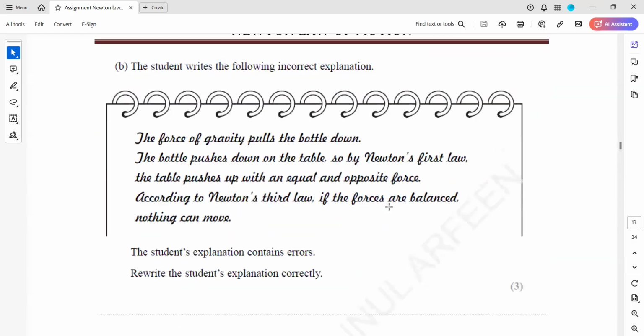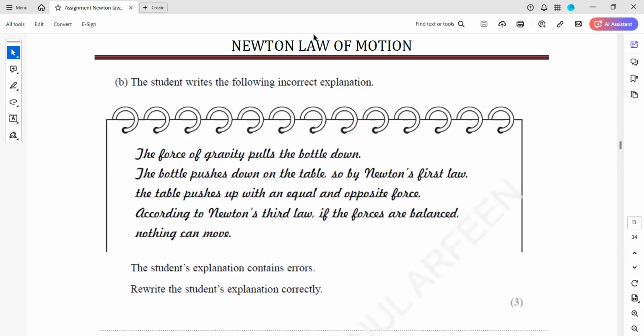In part B, the student writes the following incorrect explanation. What the student wrote: The force of gravity pulled the bottle down. The bottle pushed down on the table. So by Newton's first law, the table pushes up with an equal and opposite force. According to Newton's third law, if the forces are balanced, nothing can move.